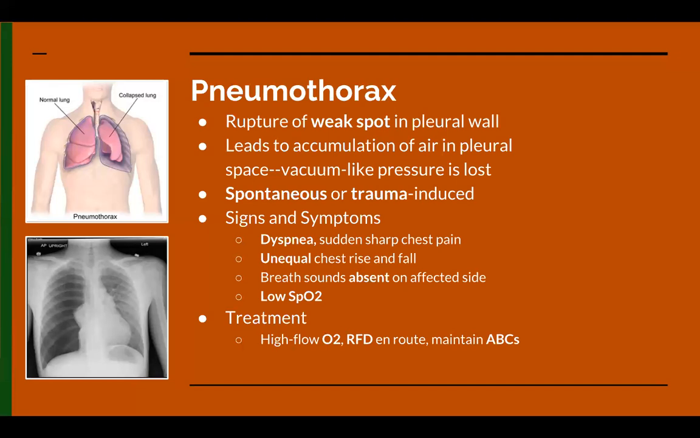And then lastly, low pulse ox, of course. Anytime you have a low pulse ox, under 94, you're going to treat that with high flow O2. That's really the only thing we can do for pneumothorax calls. And obviously, if there's any indications of it, you're going to have RFT en route, so rapid transport. And then lastly, just maintain the ABCs like you've learned to do in EMT school. Every single one of these, you'll see I put maintain ABCs at the bottom, because it's the most important thing, and it all comes back to that.